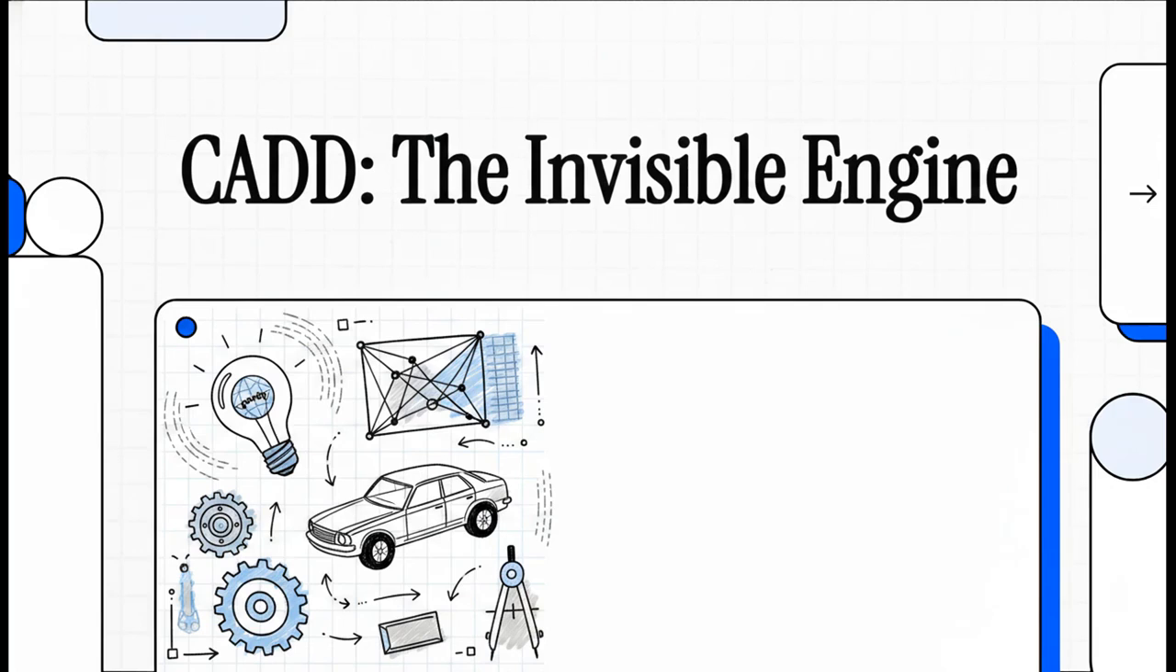Let's jump right into this explainer. Today, we're popping the hood on the invisible engine that powers the creation of absolutely everything in our modern physical world. Whether you realize it or not, almost every single manufactured object you interact with today began its life inside a very specific, highly controlled digital environment.